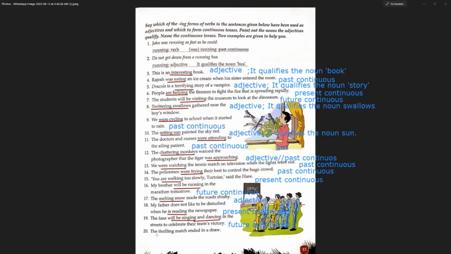The thrilling match ended in a draw, right? Thrilling match is an adjective. Thrilling makes the noun match qualified. It is an adjective. Okay, so you should know this kind of work very well, right? So it's all about the ing form. Sometimes it takes the continuous forms and sometimes it takes the adjective form.